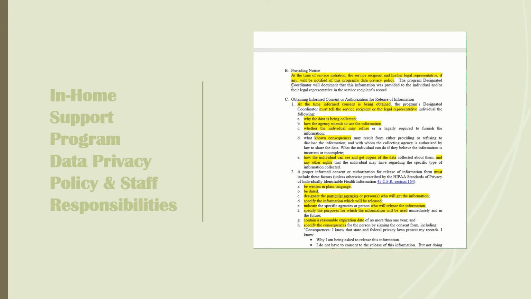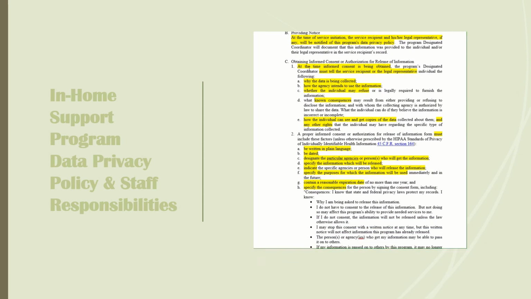As for providing notice at the time of service initiation, the service recipient and his or her legal representative, if any, will be notified of the program's data privacy policy, as I mentioned earlier. At the time informed consent is being obtained, we must tell the service recipient or their legal representative why the data is being collected, how the agency intends to use the information, whether the individual may refuse to furnish that information, any consequences for refusing to disclose, how they can see and get copies of their data, and any other rights regarding information collected.